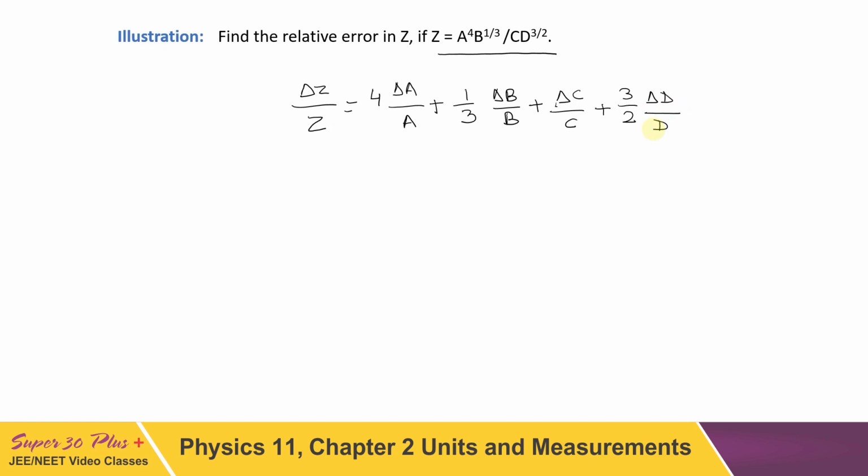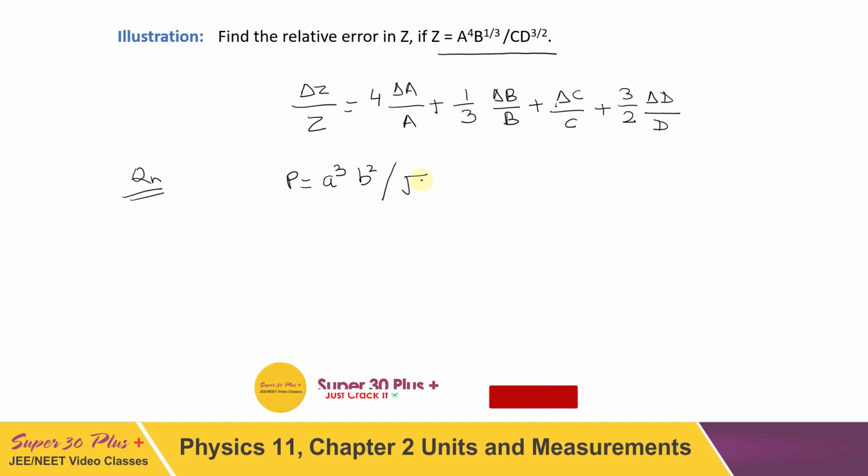If you want to take a numerical example, let us see one. In one question, this is given in NCERT. It is given that P is some physical quantity which depends on A, B, C and D as A cube, B square divided by root under C into D. And percentage errors are given.